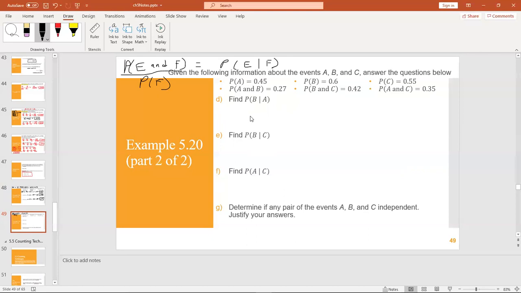So here we've got probability of B given A. So this is going to be the probability of B and A. That's going to be 0.27. So you do A and B together, which is probability of A and B, and we divide it by the probability of A. So that's 0.45. Let's see what 0.27 divided by 0.45 is. That is 0.6.